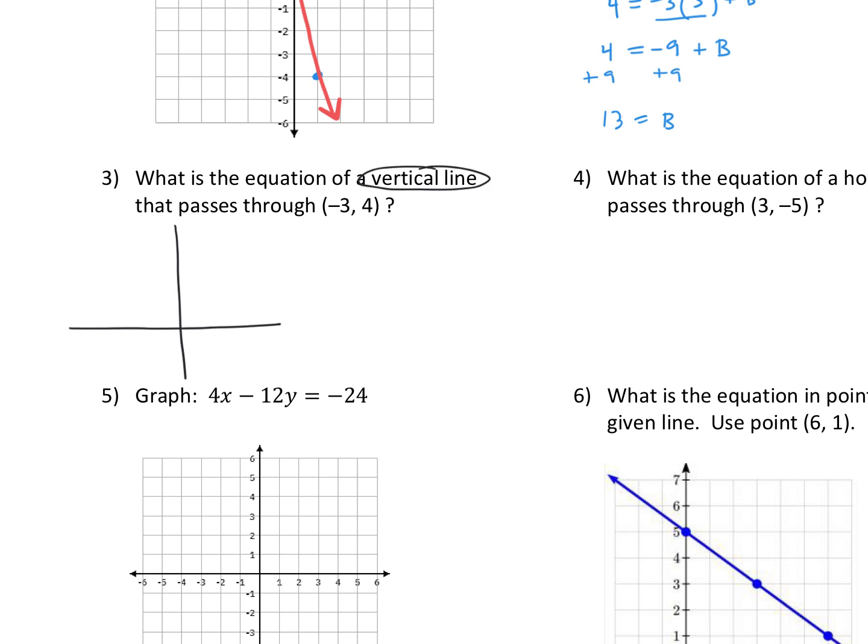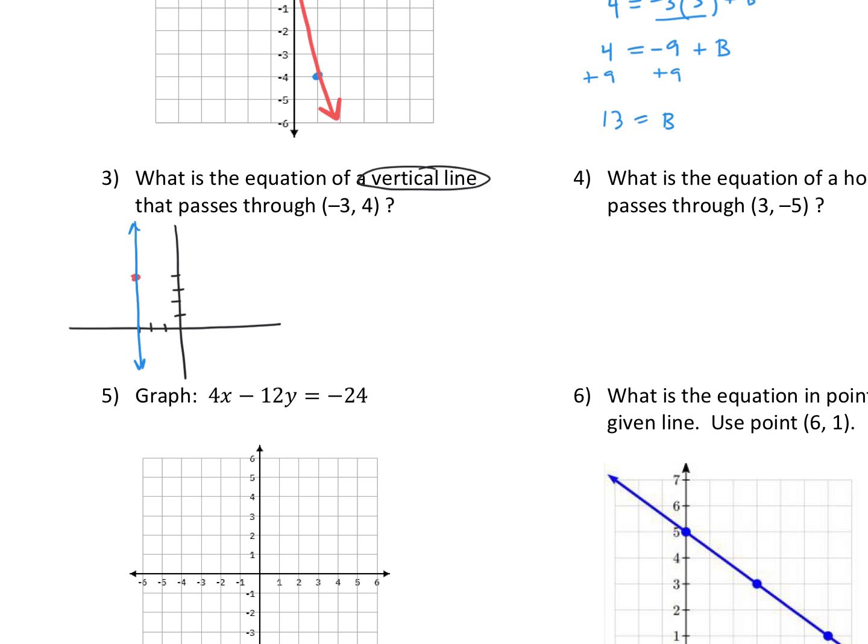So I'm just going to plot that. Negative 3 would go to the left 3. Positive 4 would go up 4. So (negative 3, 4) is left 3, up 4. That's where the vertical line has to go. It's going to go through that point. So I'm going to go ahead and draw the vertical line through that point. That is our vertical line.